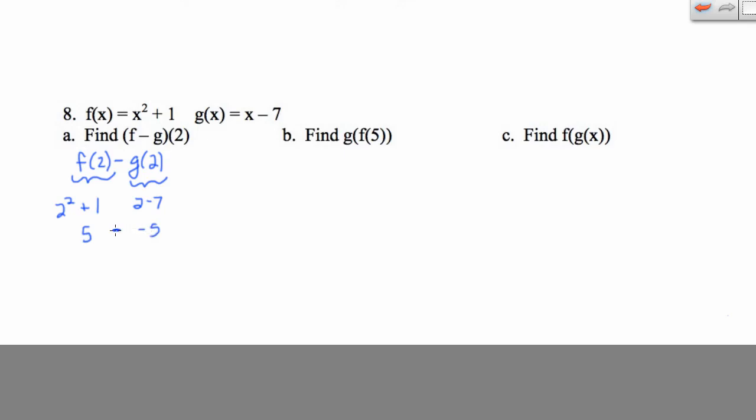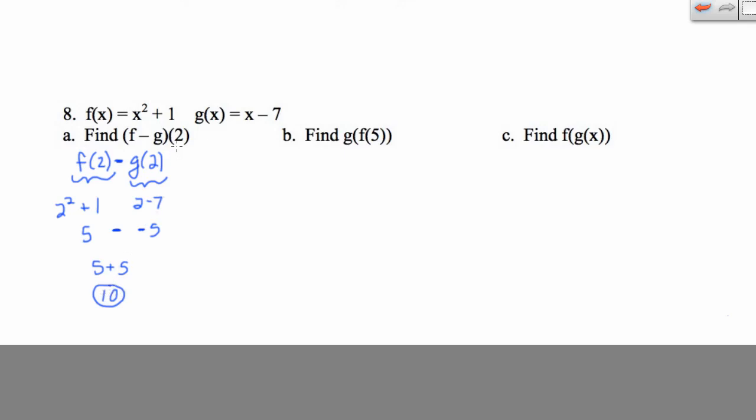Notice that I have one minus sign from my subtraction here and one minus sign because when I did 2 minus 7, I got negative 5. If you subtract a negative, you're actually going to add. So you're going to have 5 plus 5, which is 10. So your answer is 10.